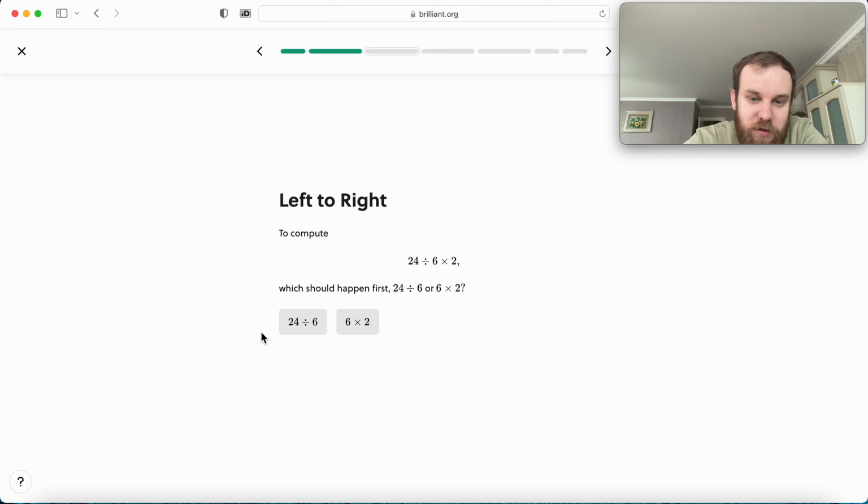So yeah, this should happen first, because if we multiply 6 by 2, it will be 12, and 24 divided by 12 will be 2. So yeah, it does matter.